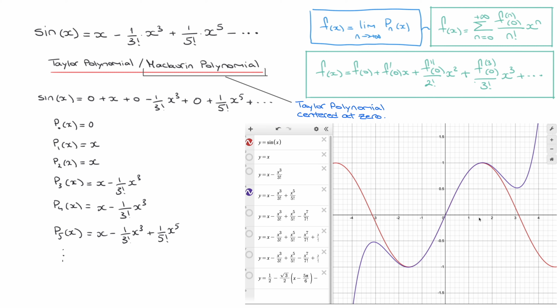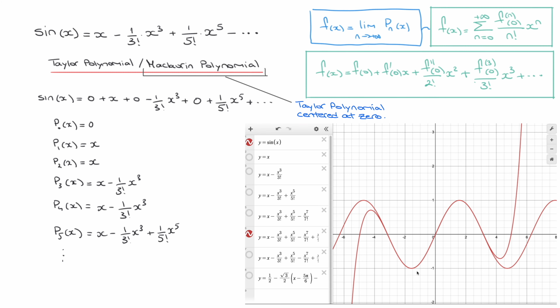So that was the fifth degree Taylor polynomial, and if I hide that, here's the seventh, which is even better. And if I hide that and show you the ninth, it's even better. But now a very important thing to keep in mind here is that all of the Taylor polynomials we have here are good approximations to sine of x for values of x which are close to 0.